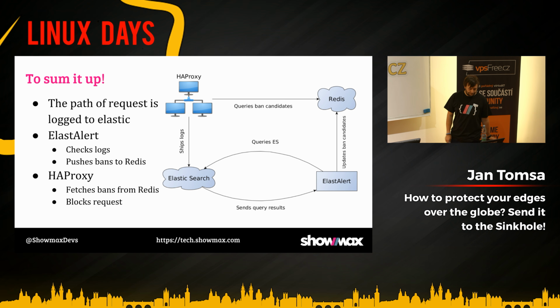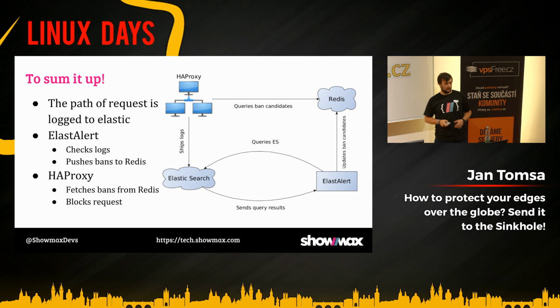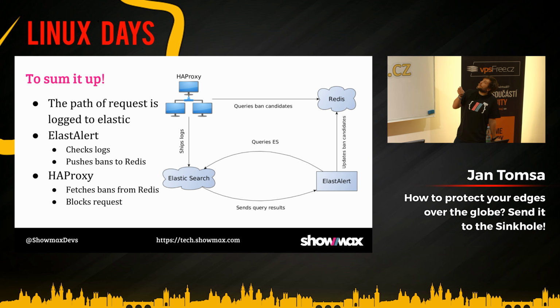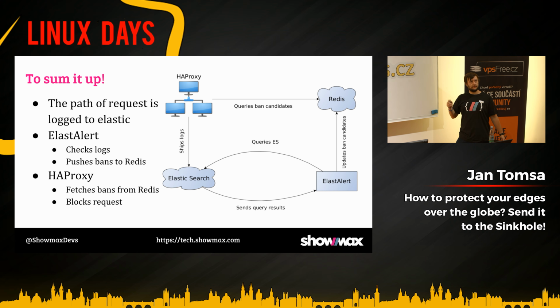So yeah, that's it. Let's take a look at a high-level overview of the sinkholing. Every request comes to HAProxy, it's logged in Elasticsearch. Then Alert regularly fetches info from Elasticsearch. When it finds something useful, it pushes the information to Redis, from where the HAProxy updater script fetches the information and applies the bans.